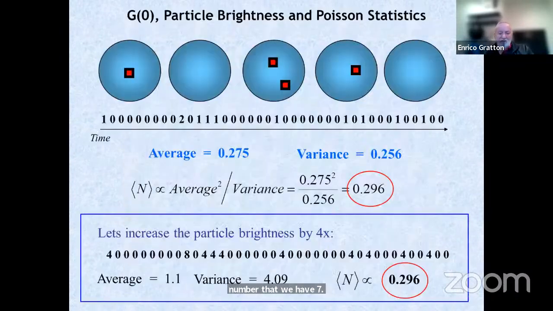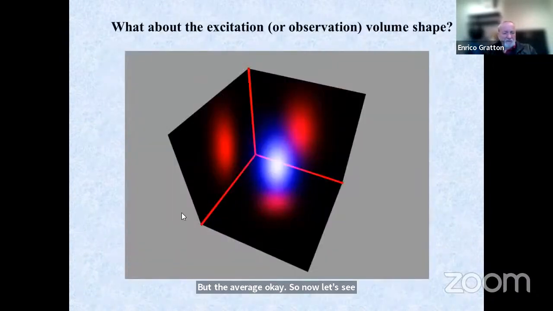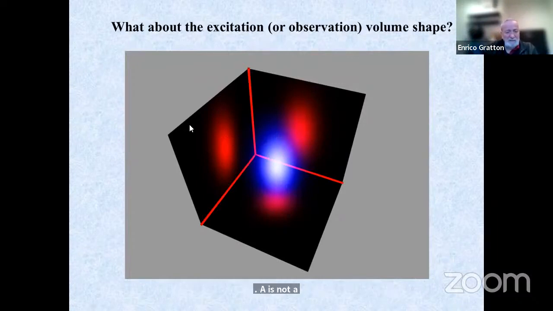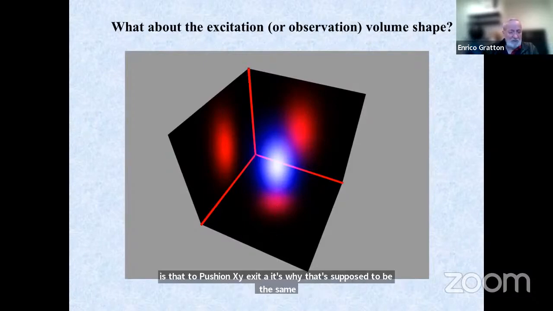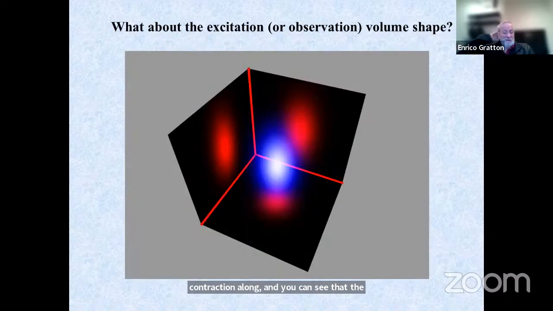Okay, so now let us see what is given by the correlation, the point illumination. The point of illumination is not a perfectly defined volume, but it is a projection in xy, which is supposed to be the same in both directions, and the other is a projection along the z-axis. And you can see that the projection is different, and we will deal with that in a moment. But the important thing here is that whatever the volume of illumination is, as you move away, it doesn't change dramatically, but changes with a smooth function.